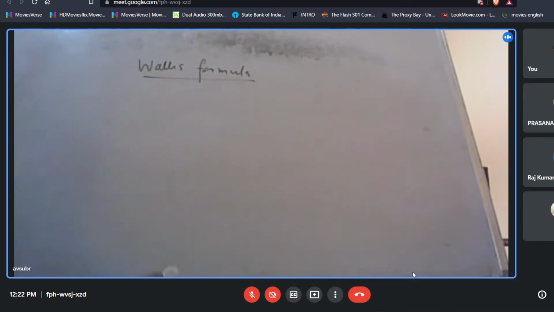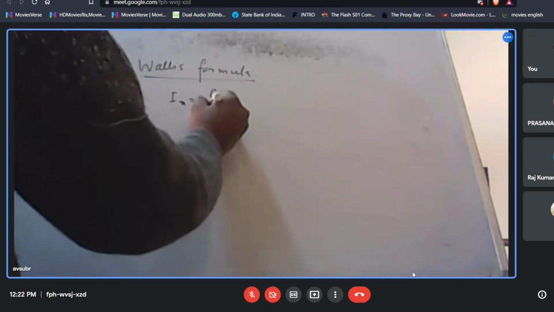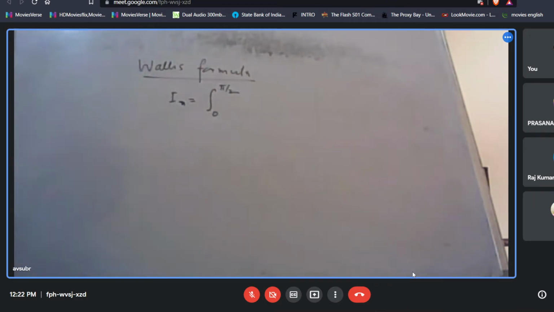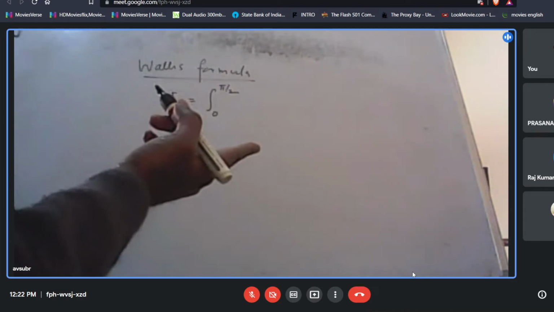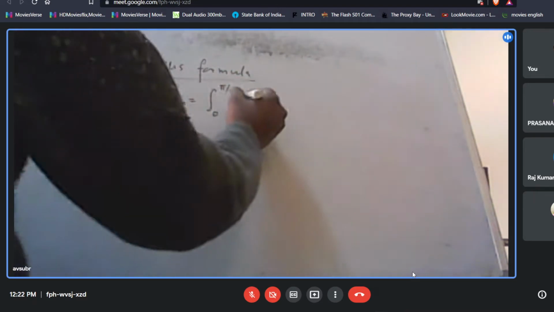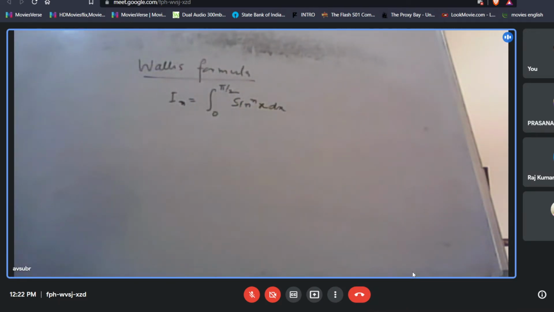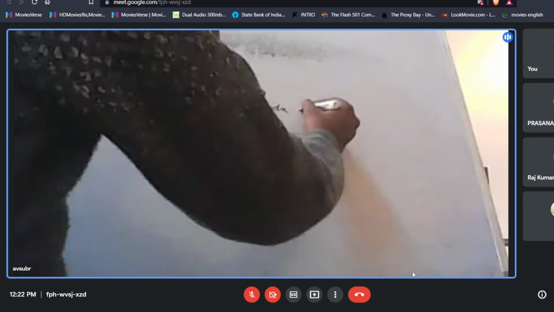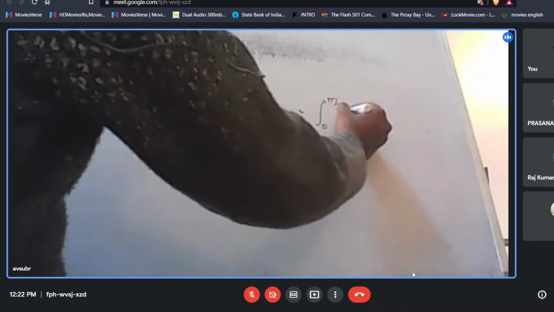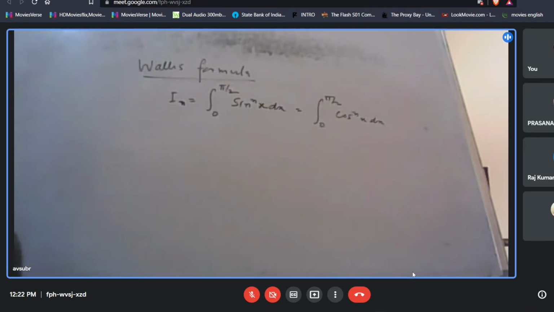Okay. Now suppose I have been given certain limits, 0 to pi by 2. So far the limits were not there. If you have the limits 0 to pi by 2, and under the integral sign it is sine to the power n x, or it could be cos to the power n x dx, but the limit is 0 to pi by 2.